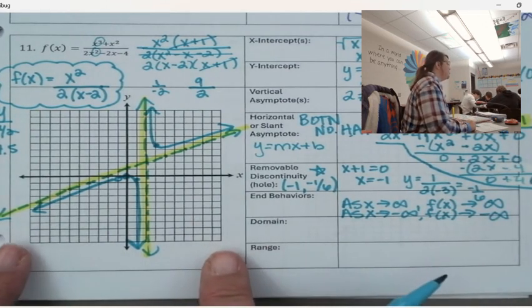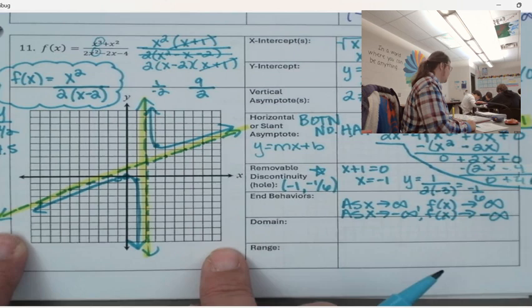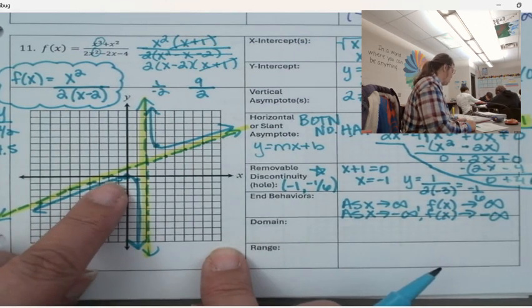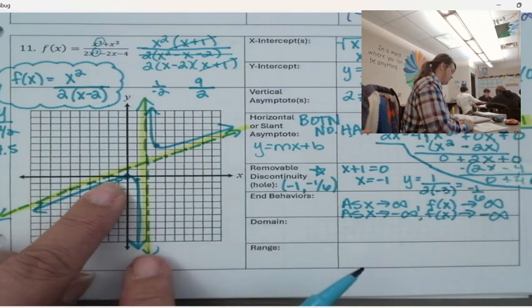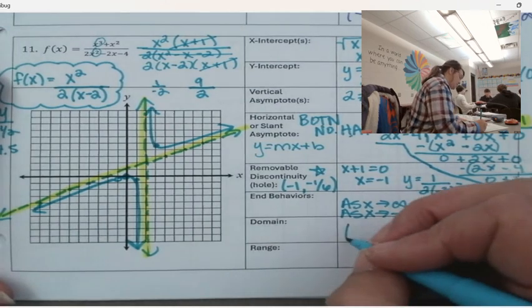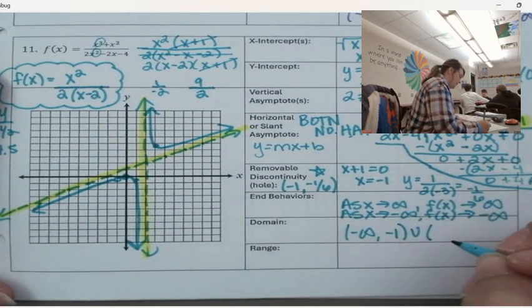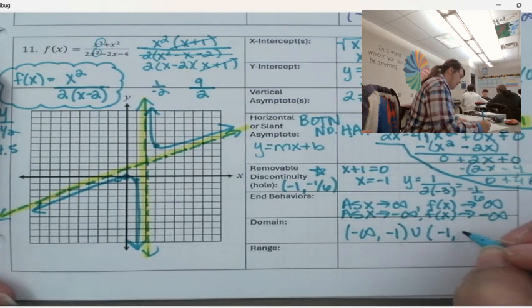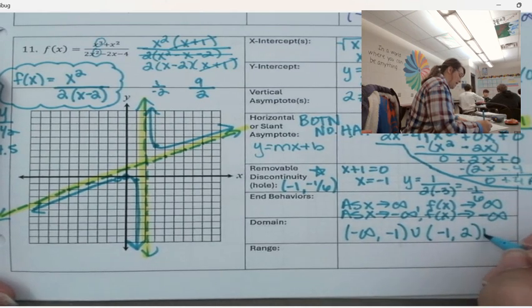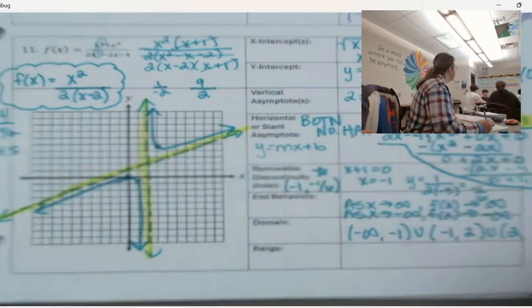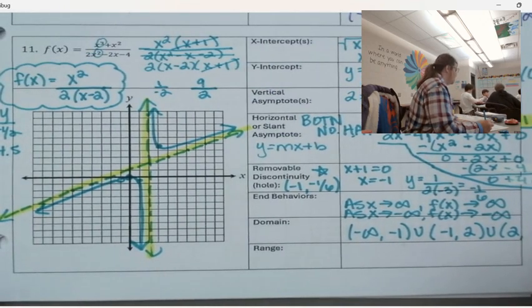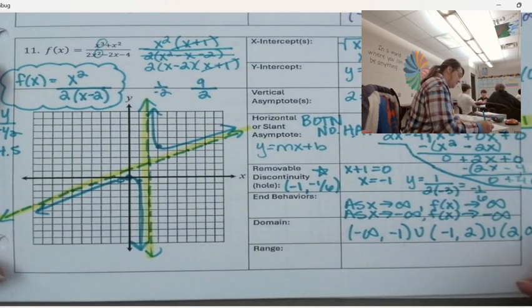And domain, let's check it out. Domain, it looks like this guy's going back to negative infinity, but I know I'm going to have to jump my hole. And what else am I going to have to jump? The hole and the asymptote. Good. So negative infinity to -1, that's the x coordinate of my hole. -1 up to 2, because that's my vertical asymptote. And 2 to positive infinity.